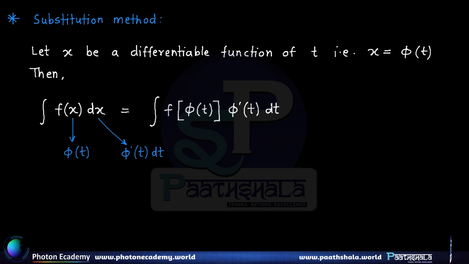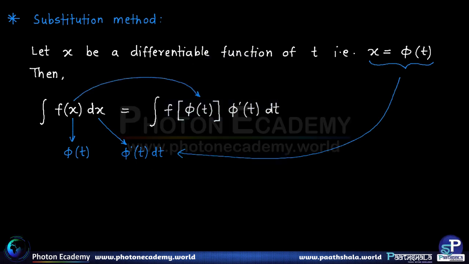times dt. That is nothing but, if you differentiate this particular expression, you are going to get phi dash of t dt. So therefore on substitution, x becomes phi of t and dx becomes phi dash of t dt, isn't it? So that is the formal statement of the substitution method.